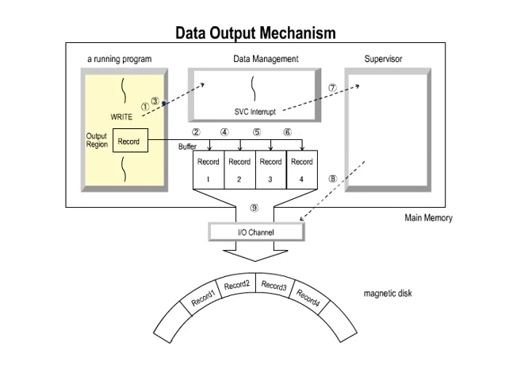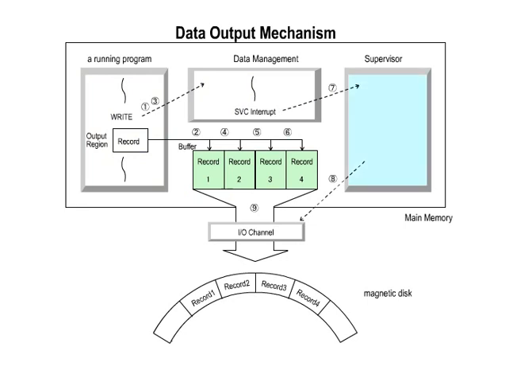1. The write instruction in the program is issued. 2. Data management stores the output record in the buffer as record 1. 3. The next write instruction is given by the program. 4. Data management stores record 2 as a record after record 1 in the buffer. 5 and 6. The procedures in 3 and 4 are repeated.